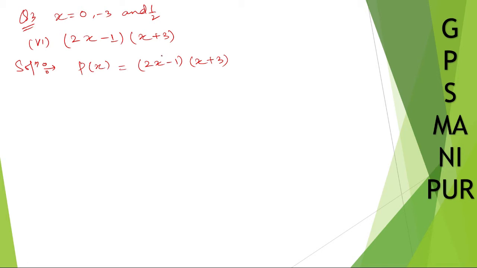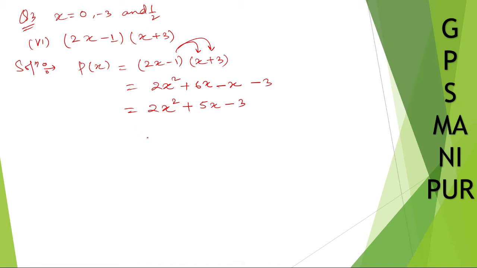Now multiply. 2x into x will be 2x square. 2x into 3 will be 6x. Now take minus 1. Minus 1 into x will be minus x. Minus 1 into 3 will be minus 3. Now write down 2x square plus 6x minus x, which is plus 5x, minus 3. So P of x is 2x square plus 5x minus 3.